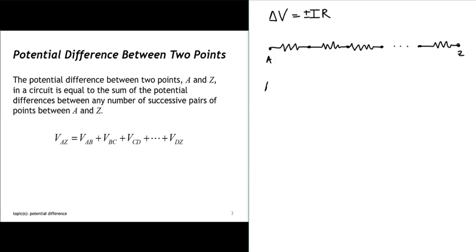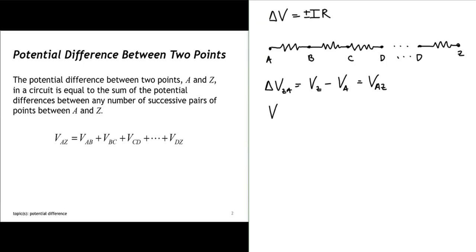So the potential difference between, let's say, points A and Z can be written like this. It's the potential at point Z minus the potential at point A. And the abbreviation is just written like this, the V sub AZ. And what this means is if we take any number of successive points in between A and Z, all we have to do is sum the potential differences between those individual points.